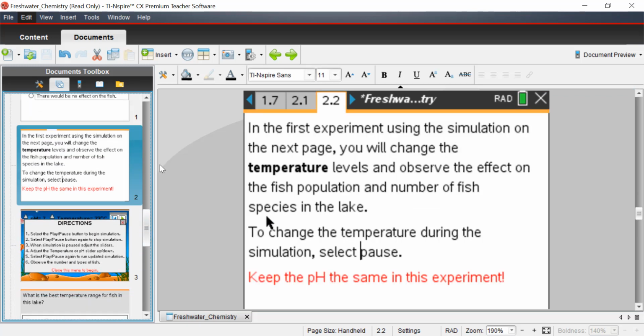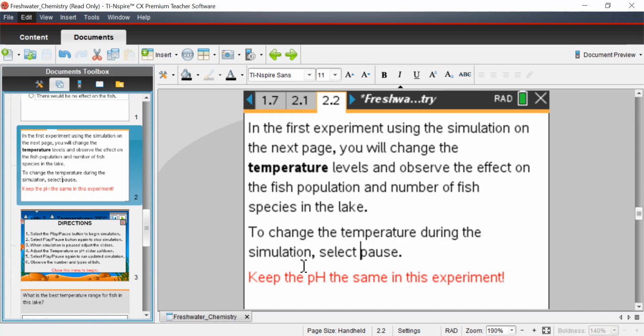Next page. In this experiment using the simulation, you will change the temperature levels and observe the effect on the fish population, number of fish species in the lake. Like I said, we're going to look at different species in this lake. To change the temp during the simulation, select pause. Keep the pH the same in this experiment.